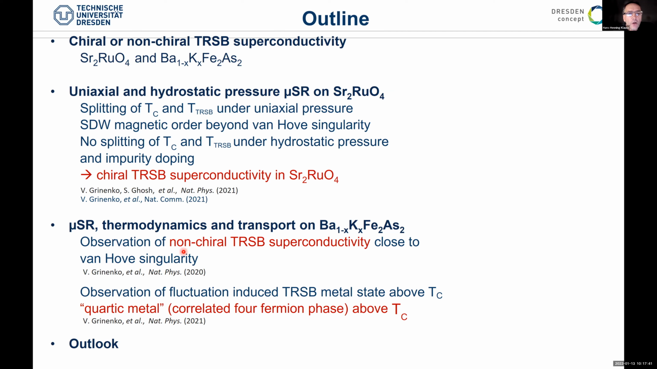Here we clearly see a non-chiral superconductivity in a certain fraction of the phase diagram, which was predicted, and we have observed that in recent years. But moreover, then we found also that there are really fluctuation-induced time reversal symmetry breaking states above the superconducting state in the normal metal. And this is probably the newest and most exciting stuff.